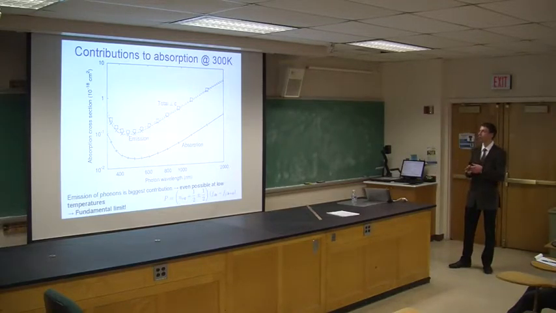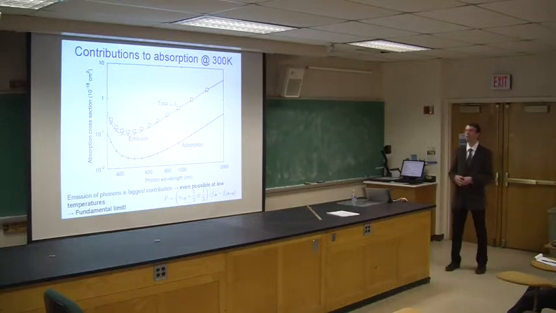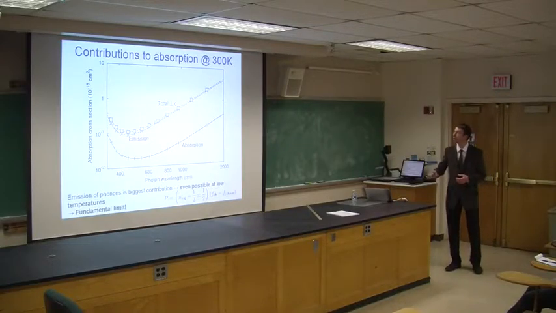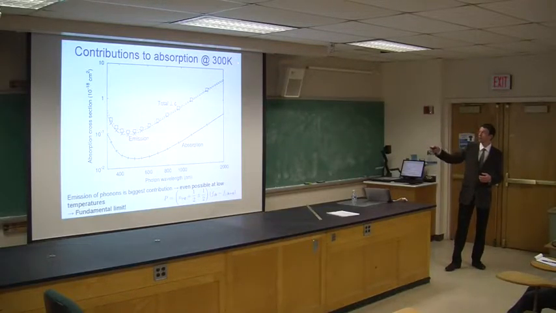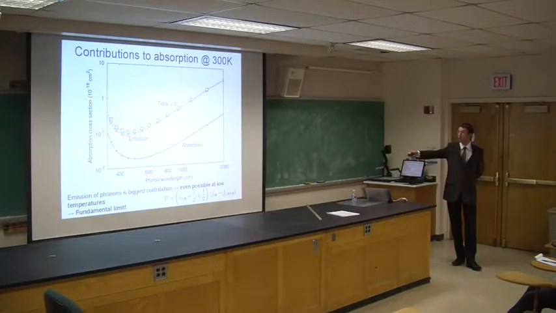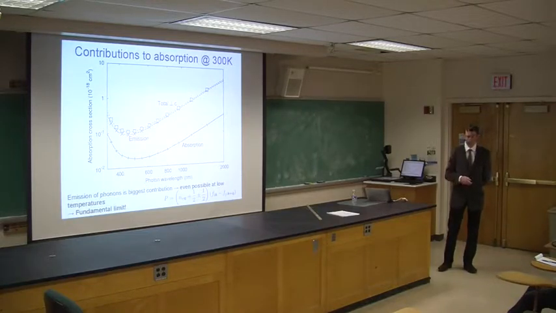Okay, so let's look at the different processes. As I mentioned before, you can either emit a phonon or absorb one. If we compare the absorption cross-section as a function of the type of process involved, and we're doing this at room temperature, we find that it's mainly emission of phonons that's dominating this absorption. The absorption of phonons is a much smaller contribution.